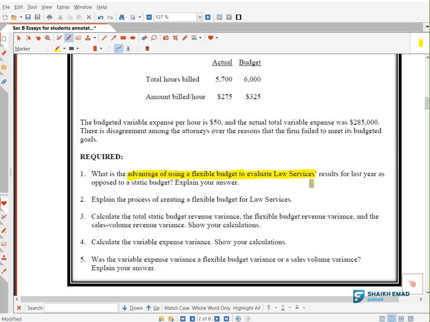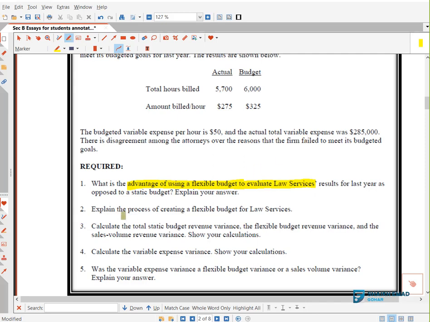because we need to know how much of the static budget variance pertains to price. Getting it? And how much pertains to volume. This is the answer for this question. Getting it? Okay. Then they are asking you to explain the process of creating the flexible budget.